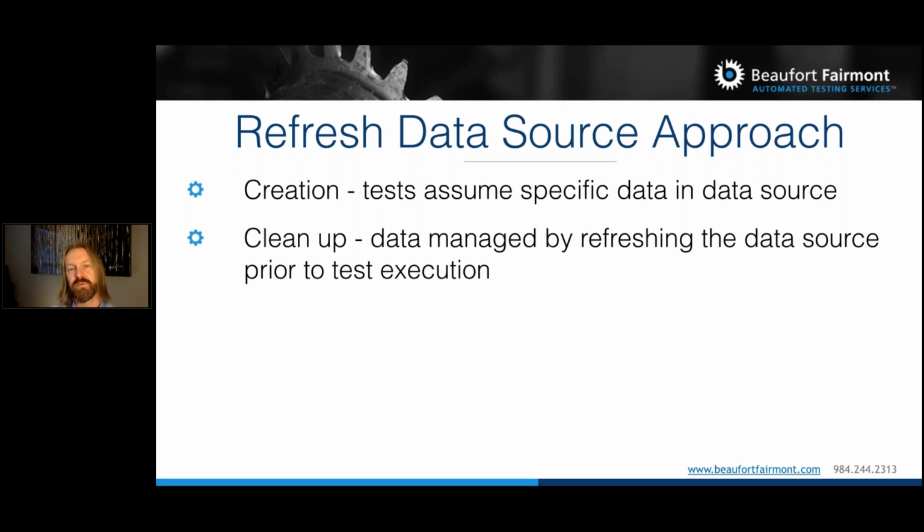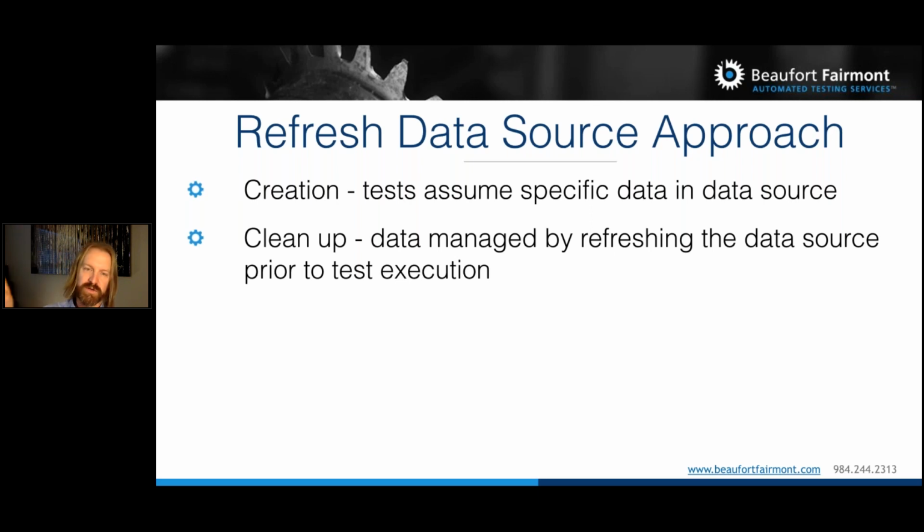So refresh data source tends to be the next approach, and it makes a lot of sense, right? So for creation, we're going to assume that specific data is in the data source, just like we did on the elementary approach. And then on cleanup, we're going to manage the data by refreshing the data source. So this may mean that you do a snapshot of your data source if it's an Oracle or SQL Server database.